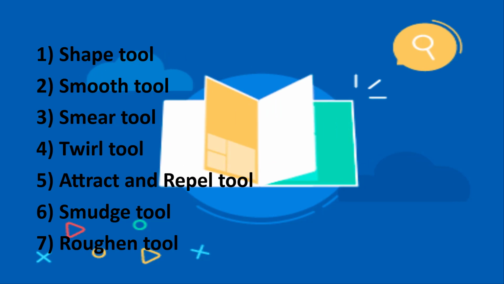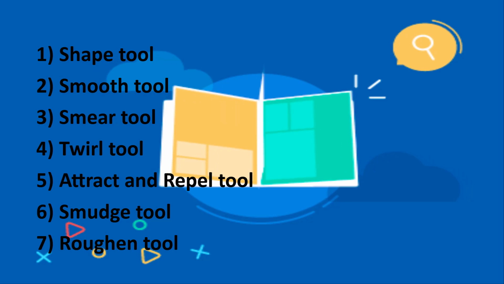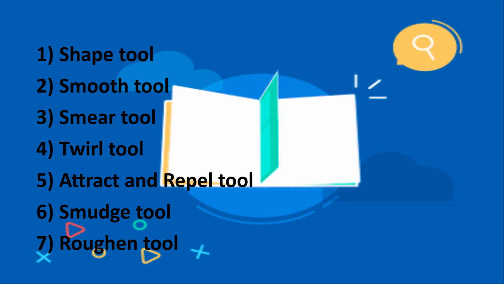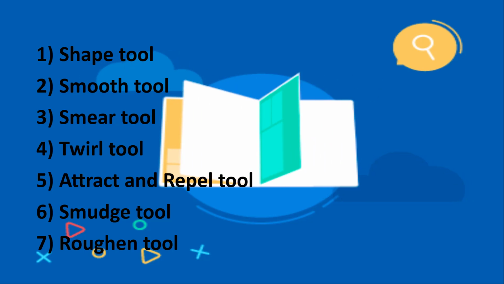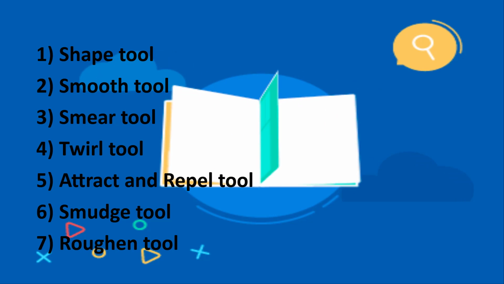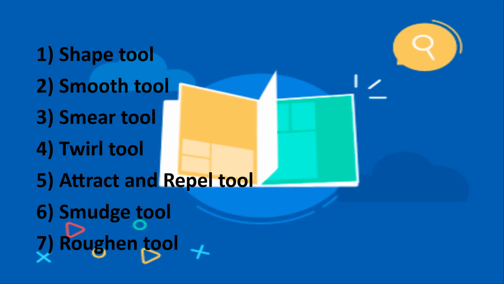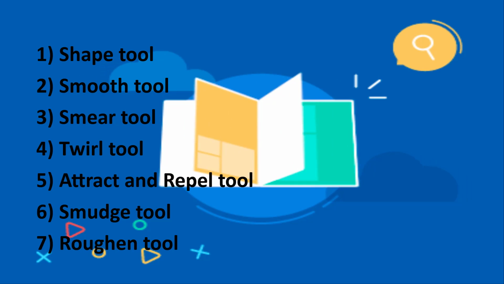Fourth tool is Twirl tool. This tool twirls the fill as well as the outline of the object clockwise and anti-clockwise. Fifth tool is Attract and Repel tool. The tool lets you shape objects by attracting nodes or pushing nodes away. Sixth tool is Smudge tool. The tool lets you distort a vector object by dragging along its outline. And the last one is Roughen tool. This tool lets you distort the outline of a vector object by dragging along the outline.